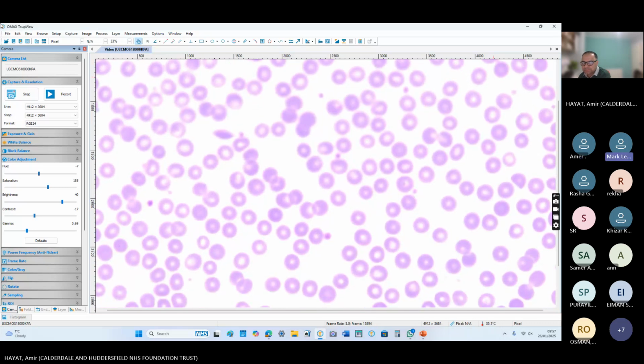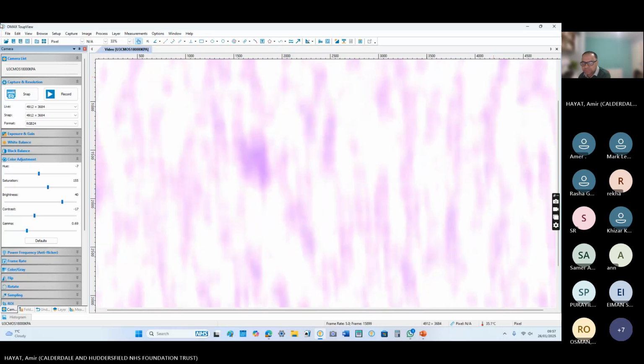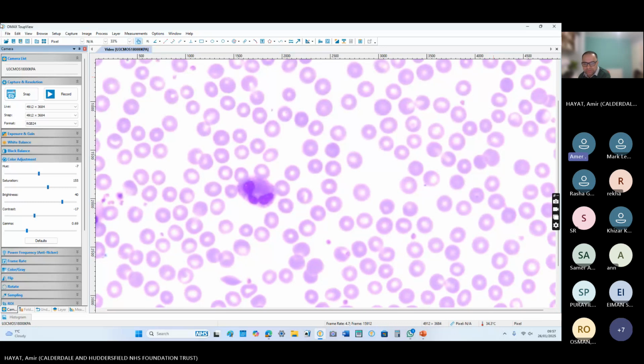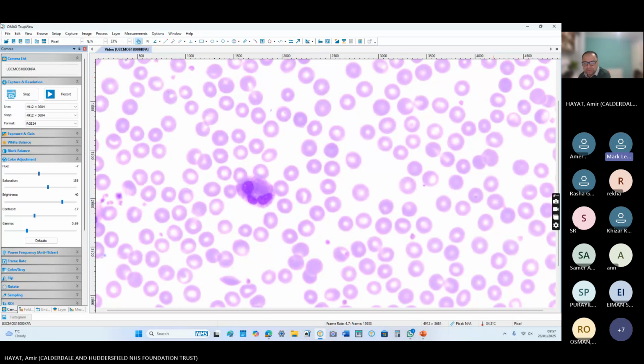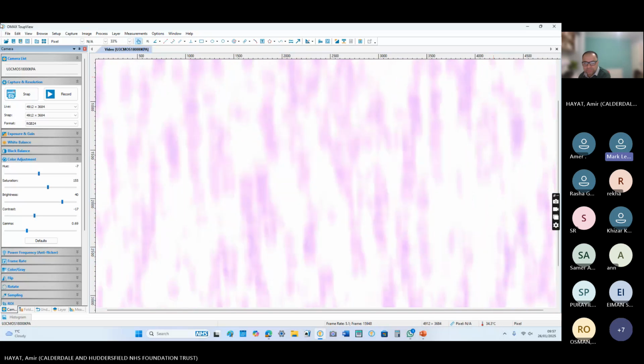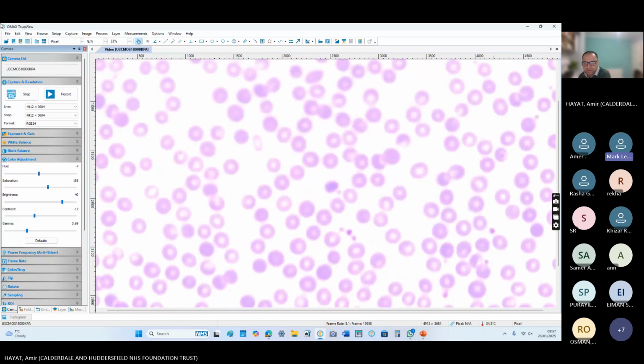Is the eosinophil dysplastic? That you have to tell me. You'd expect more bilobed nuclei, with orange granules.